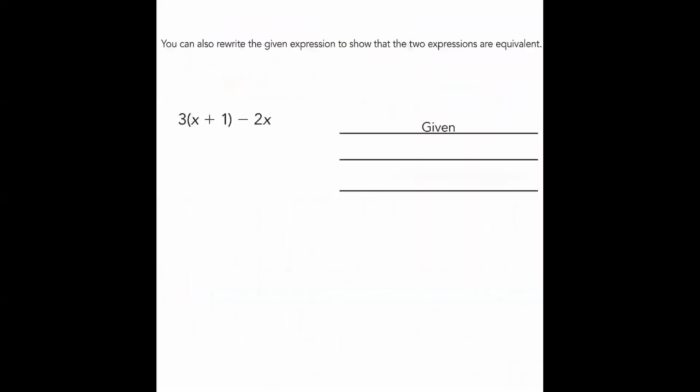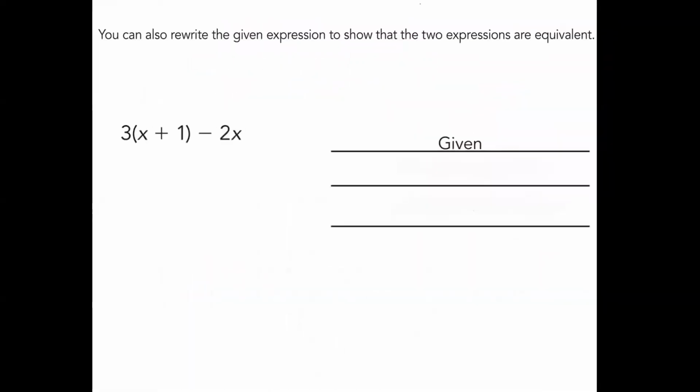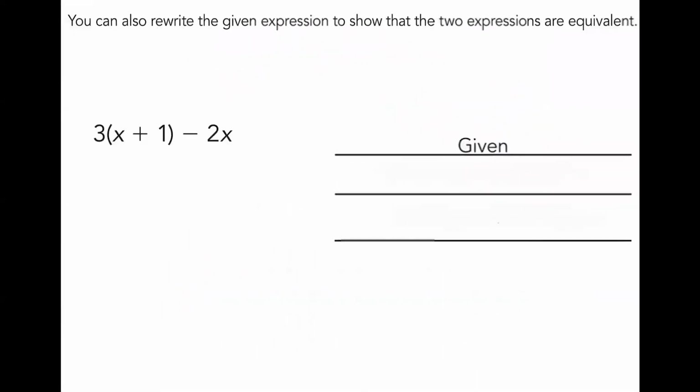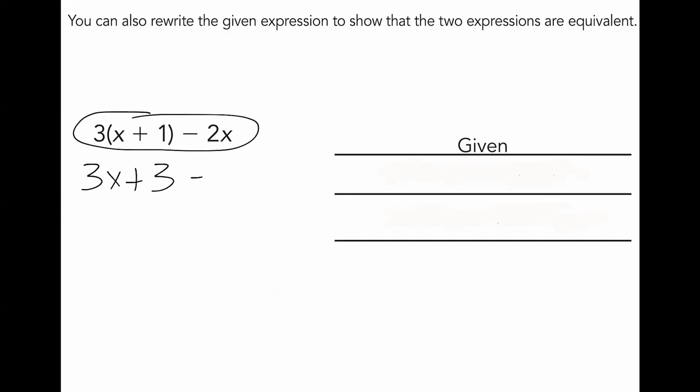Now, the final way we can show that two expressions are equivalent is to rewrite the given expression. So we're going to use some of those properties that we discussed earlier. If I take a look at 3 times the quantity x plus 1 minus 2x, I can use a property to rewrite it to look like this. And if you remember from your properties, the property that I used there is actually called the distributive property.